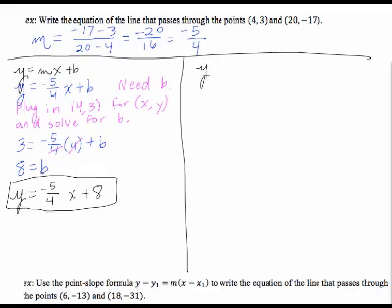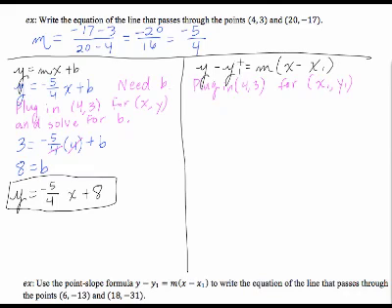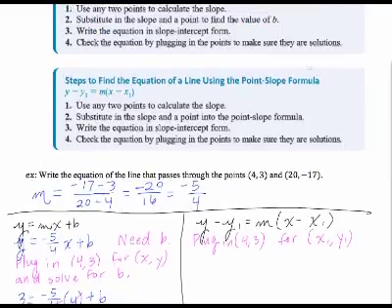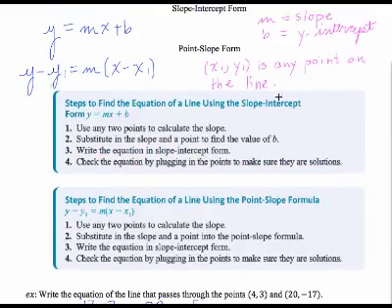Okay, let's try the other form. Y minus y1 equals the slope times x minus x1. Okay, so we know the slope. Let's plug in 4, 3 for x1, y1, because that's a point on the line. Remember, x1, y1 up here is any point on the line.